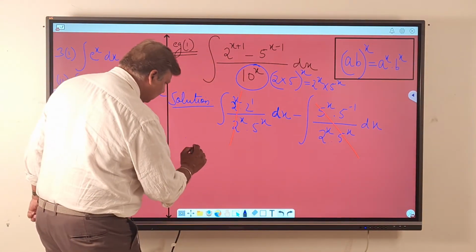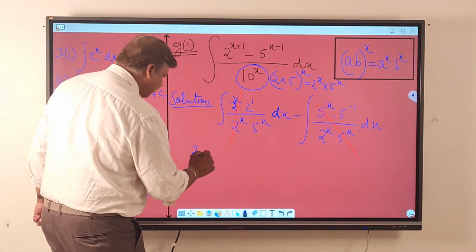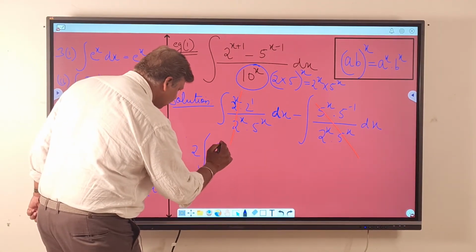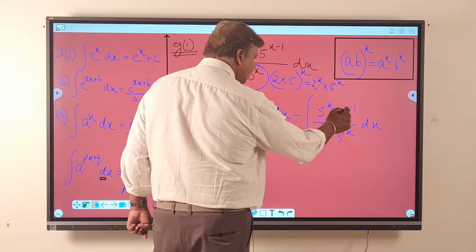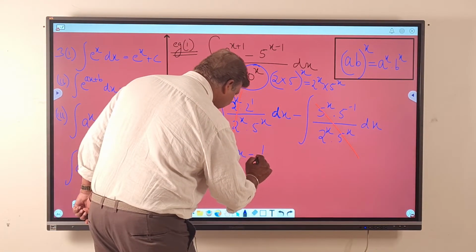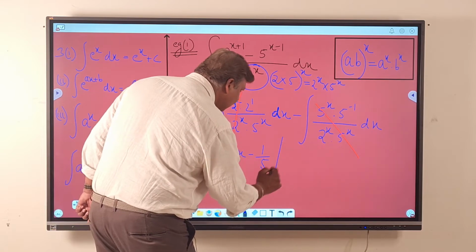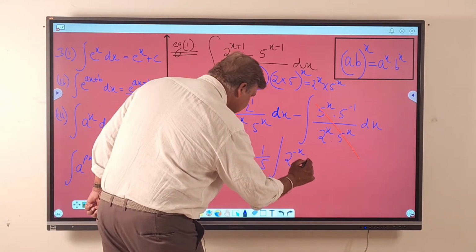2 is a constant, it would go outside. It is 5 raised to power minus x dx, and here it is 5 raised to power minus 1, that is 1 by 5 will go outside, and integration of 2 raised to power minus x.